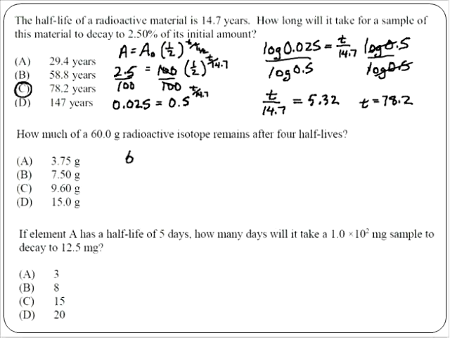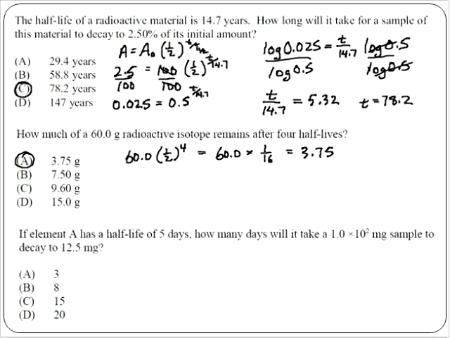Easiest way to do that is to say 60.0 times a half to the power of 4. That's 4 half-lives. Half to the power of 4 is the same thing as 60.0 times 1 over 16, or 60 divided by 16, which is 3.75. So the answer is A.